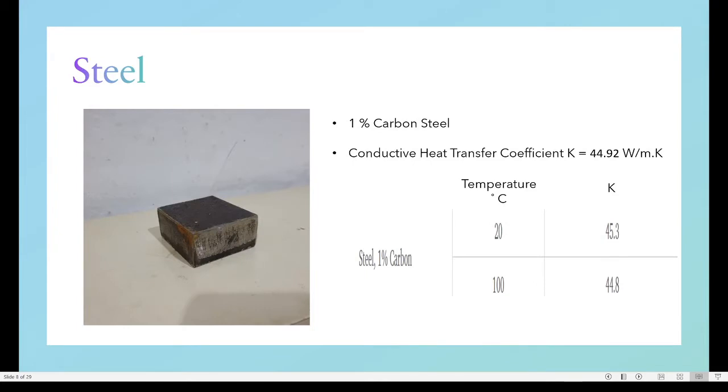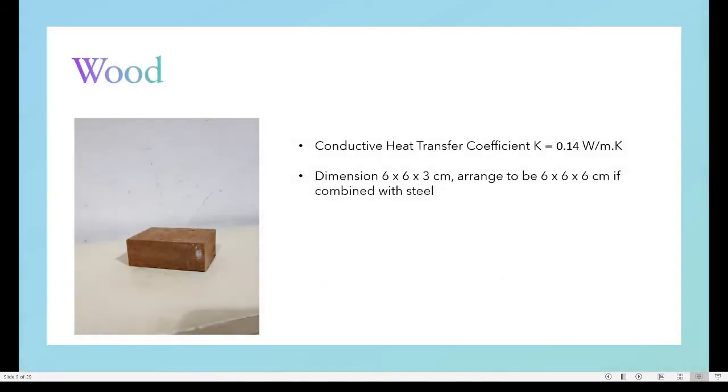1% carbon steel, where the spec is shown below. Since the conductive coefficient changes with temperature, in this scenario the coefficient is not taken as transient state. Instead, it is considered to be at steady state conduction. The next material is wood, where the coefficient is shown below. The wood and steel have a dimension of 6 by 6 by 3 cm each, and when combined, it gives a 6 by 6 by 6 cm dimension.